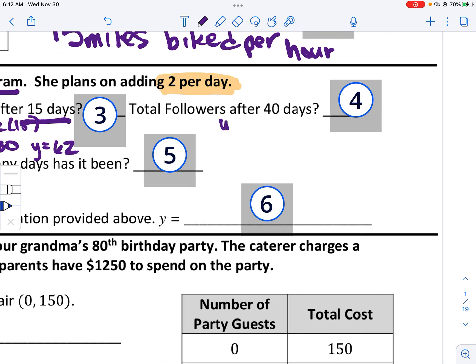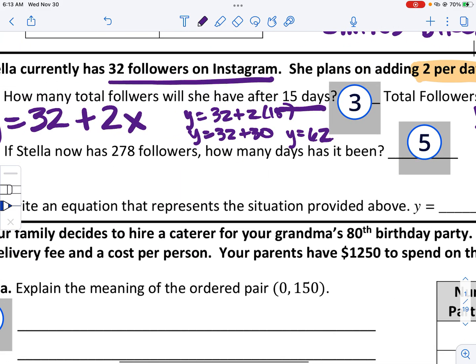Over here, it wants it at 40 days. So I replace my x with 40. When I replace x with 40, that's 80. When I add those two together, I get 112 followers.